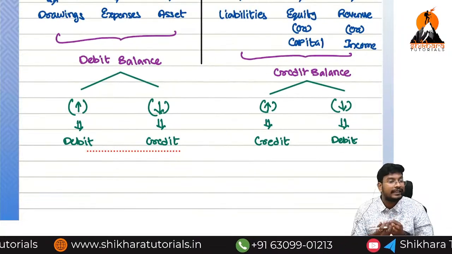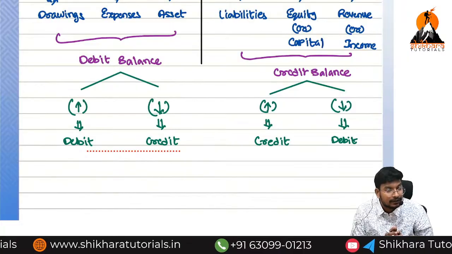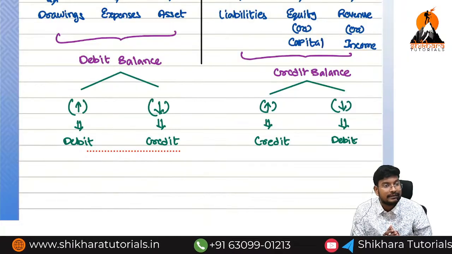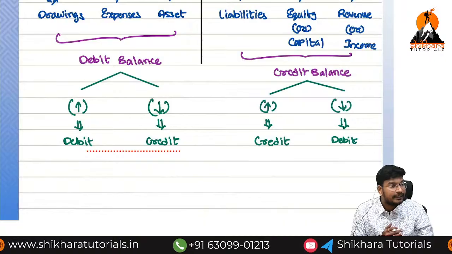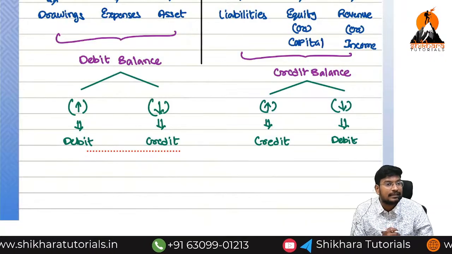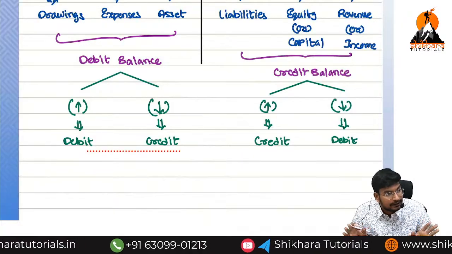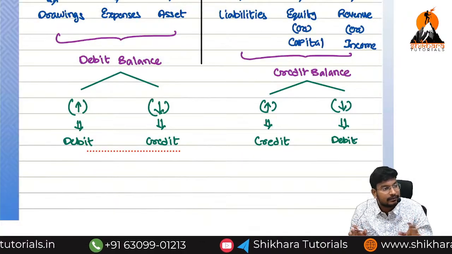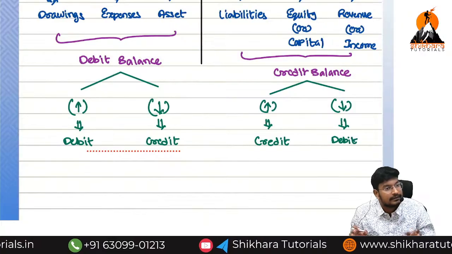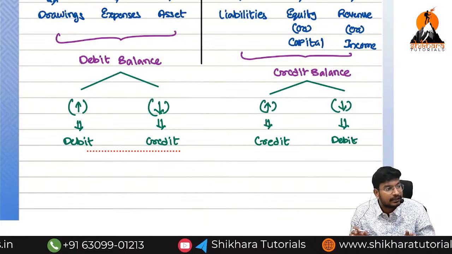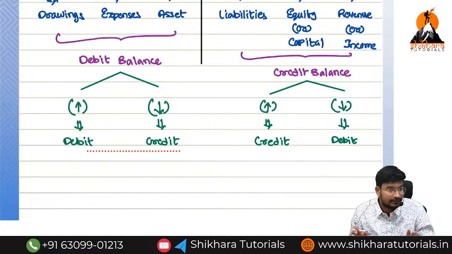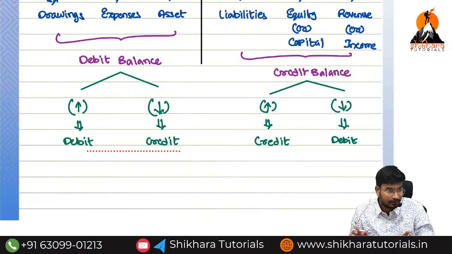So how can we understand whether it is increasing or decreasing? Always remember, in most cases, 90%, expenses and incomes will always increase. Expenses will increase and incomes also increase. In some situations, incomes and expenses will decrease. I will explain those situations also, no problem.